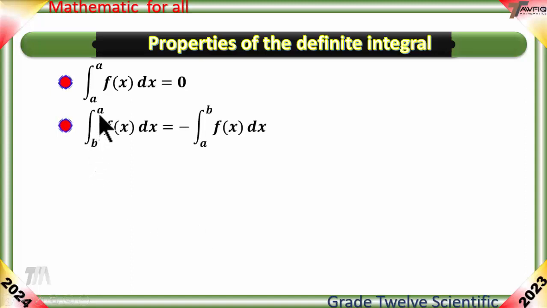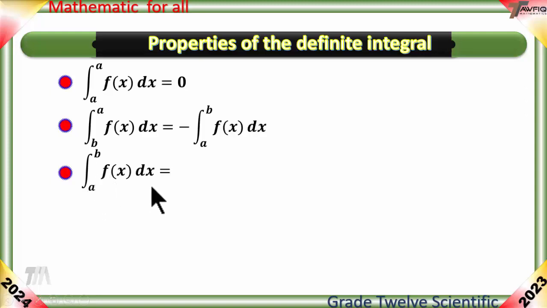Integral from b to a. As you can see here, b is bigger than a. So when we take the integral, we must change this interval from the smaller to the bigger. So we write minus, from a to b. That means the integral from b to a of f(x) dx is equal to minus the integral from a to b of f(x) dx.